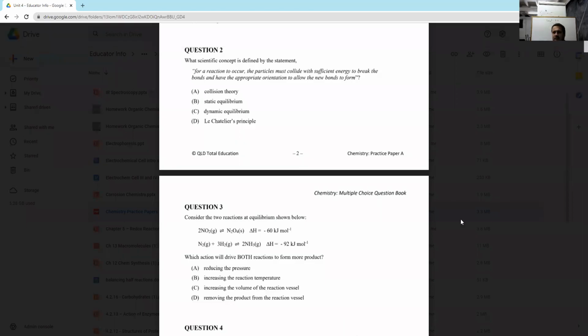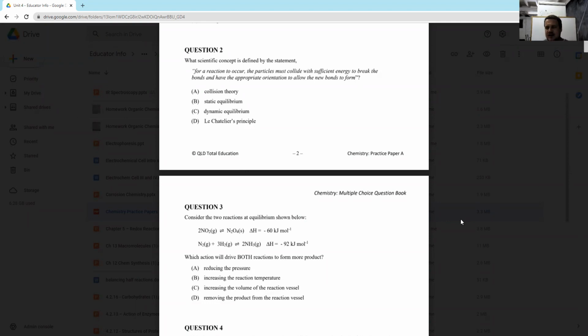Hi everyone. We're going through more exam questions. I've just gone through question 2. The correct answer for question 2 was A. Question 3, we're about to go through the answer to now. So, what effect would reducing the pressure have?